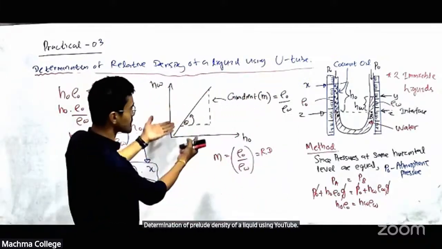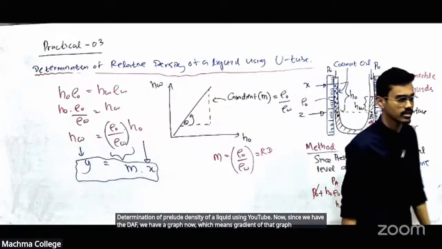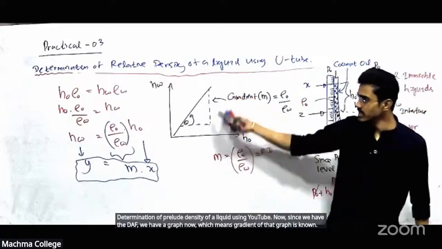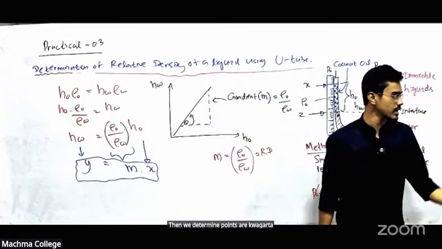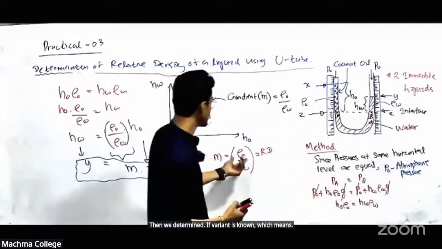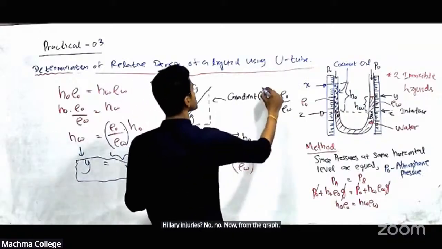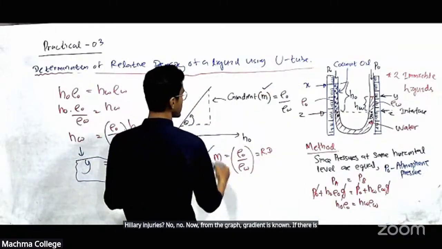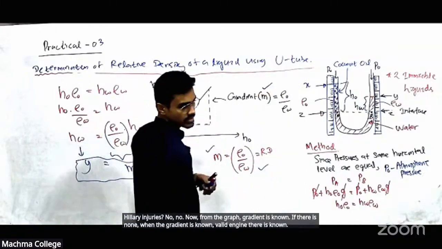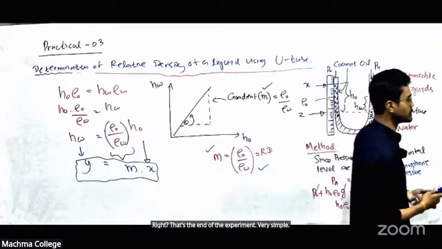Now, since we have the graph, the gradient of that graph can be determined. If gradient is known, which means relative density is known. Now from the graph, gradient is known. When the gradient is known, relative density is known. Right? That's the end of the experiment. Very simple. Very simple. Right.